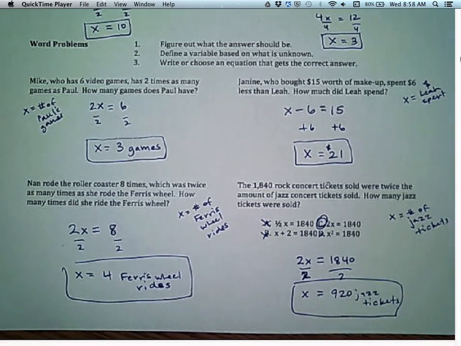Again, if you had any trouble with any of these problems, please go back, double check, and make sure that you understand everything on this page. You can also find your homework out on Schoology to do for next time.